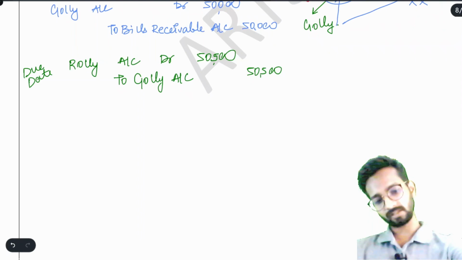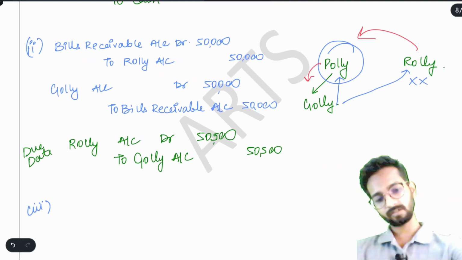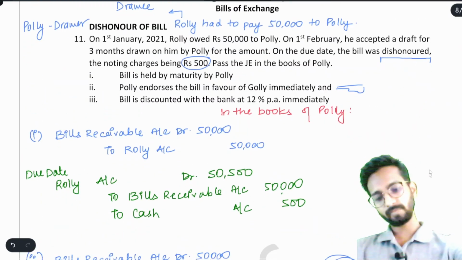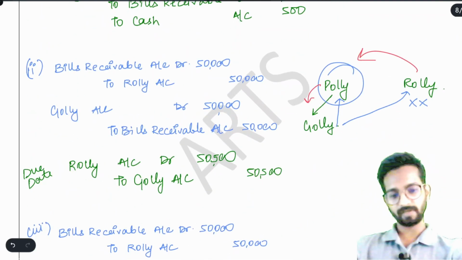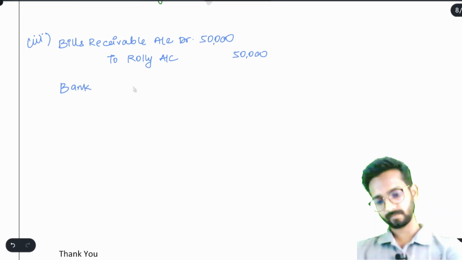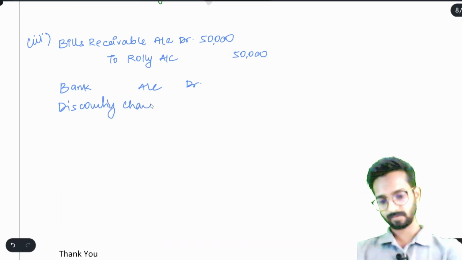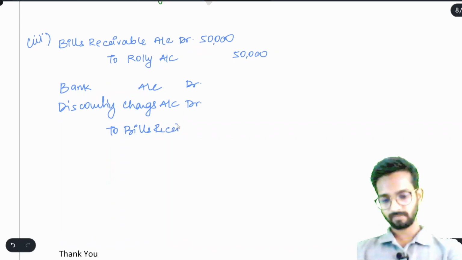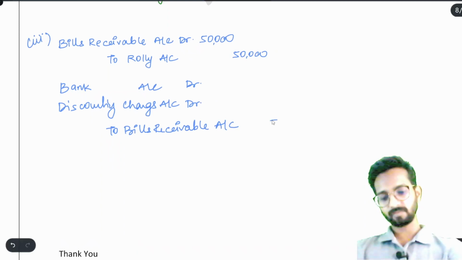Now after that, in the third point, again the first entry is the same. Bill is discounted with the bank at 12% per annum immediately. So bill is discounted with the bank. So we will write bank account debit, discounting charges account debit, to bills receivable.